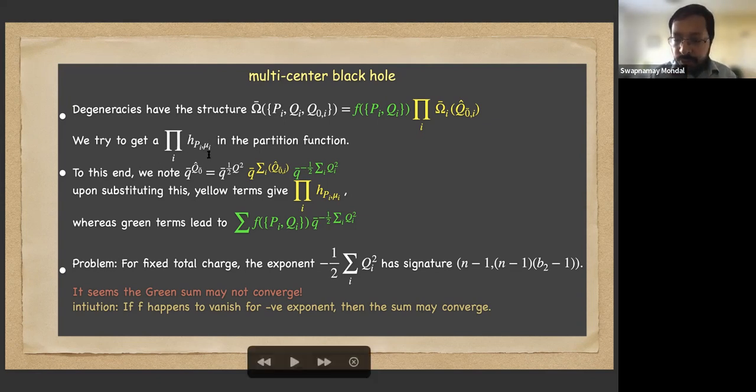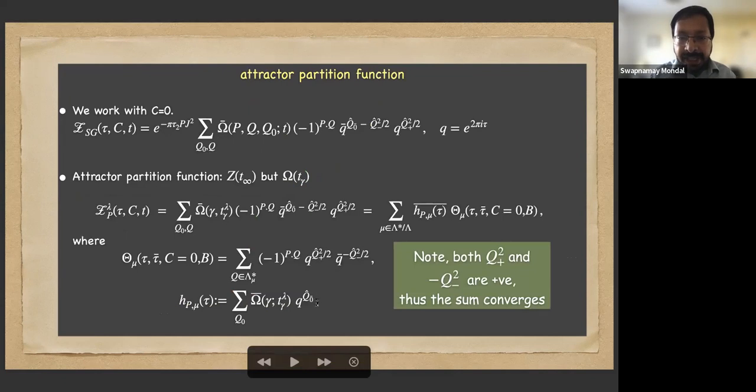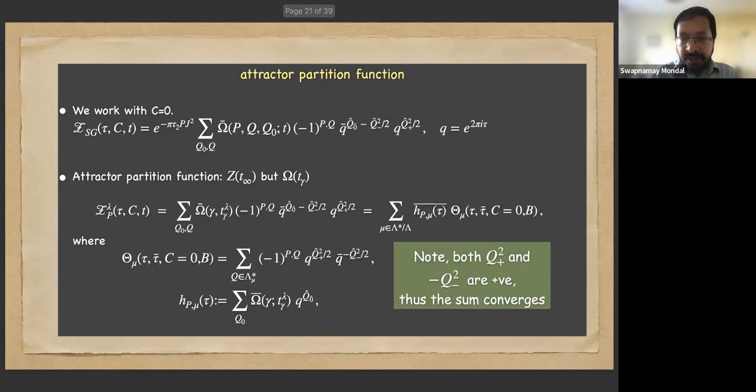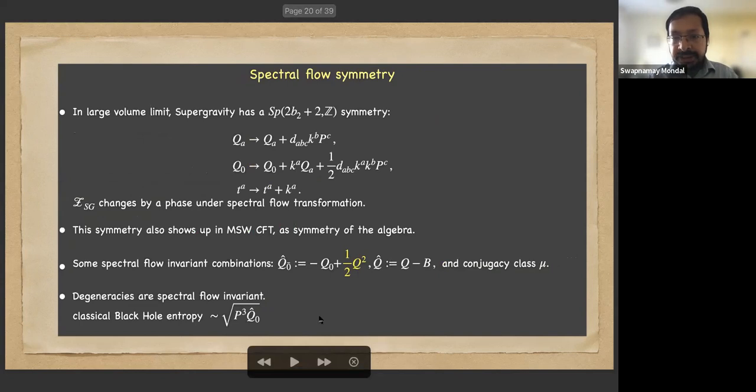Now, how do you do that? So what was H? H had a sum over D0 brane charges. Here you note that the total D0 brane charge is the sum over D0 brane charges of the centers. So it's a sum over all these individual D0 brane charges, which is fine. But the exponent was not quite the D0 brane charge itself. It's Q0 bar hat. And the hat, if you remember, refers to this shift by Q square.